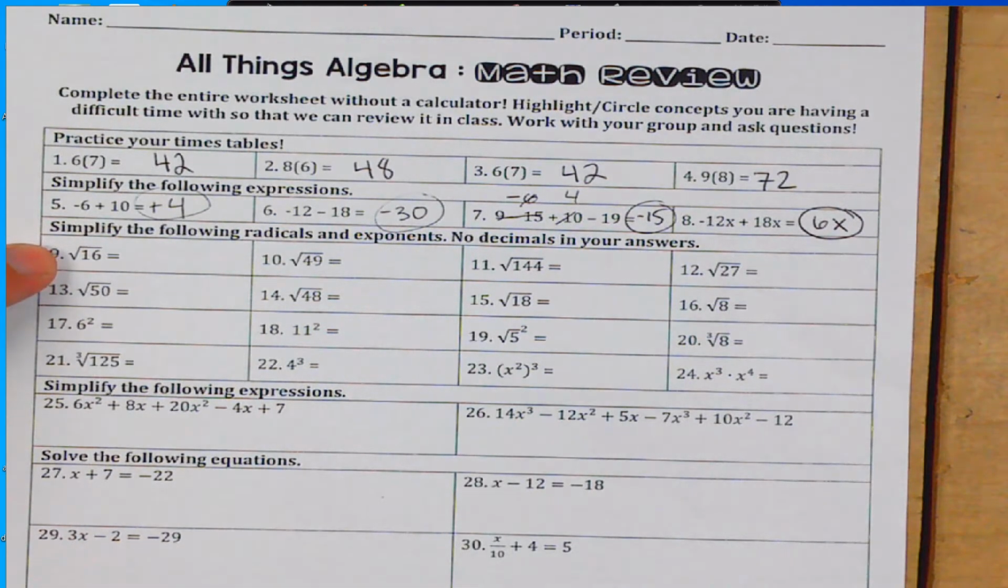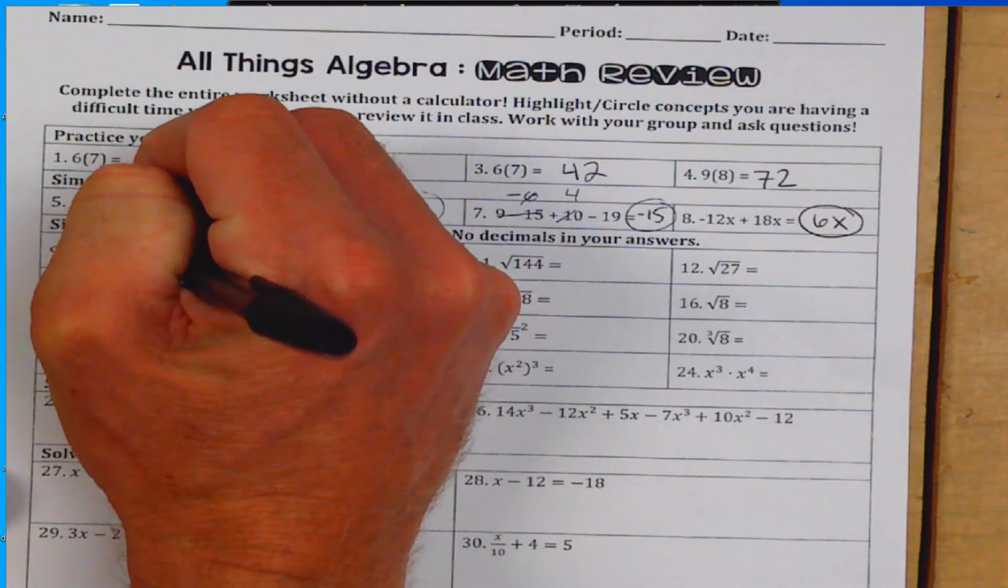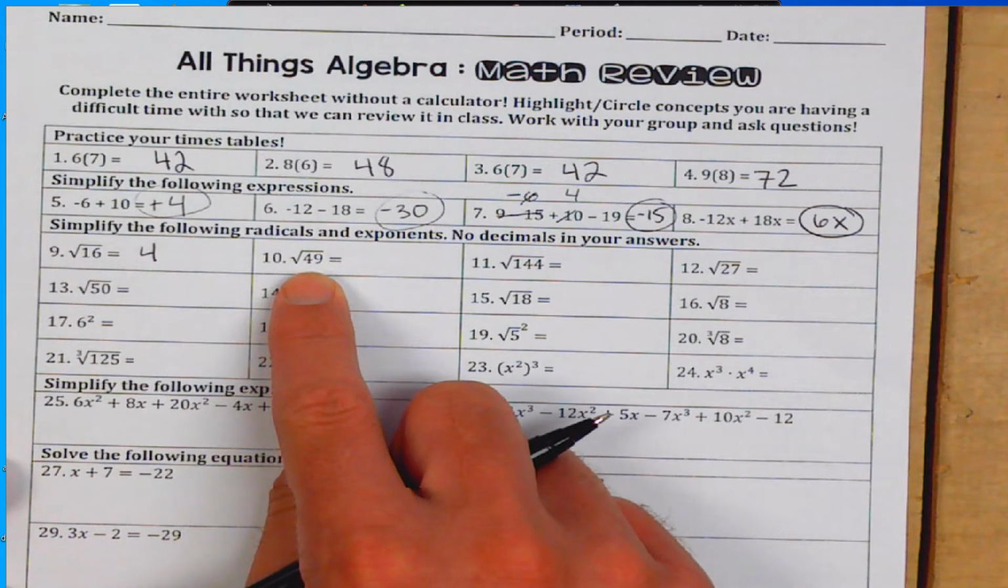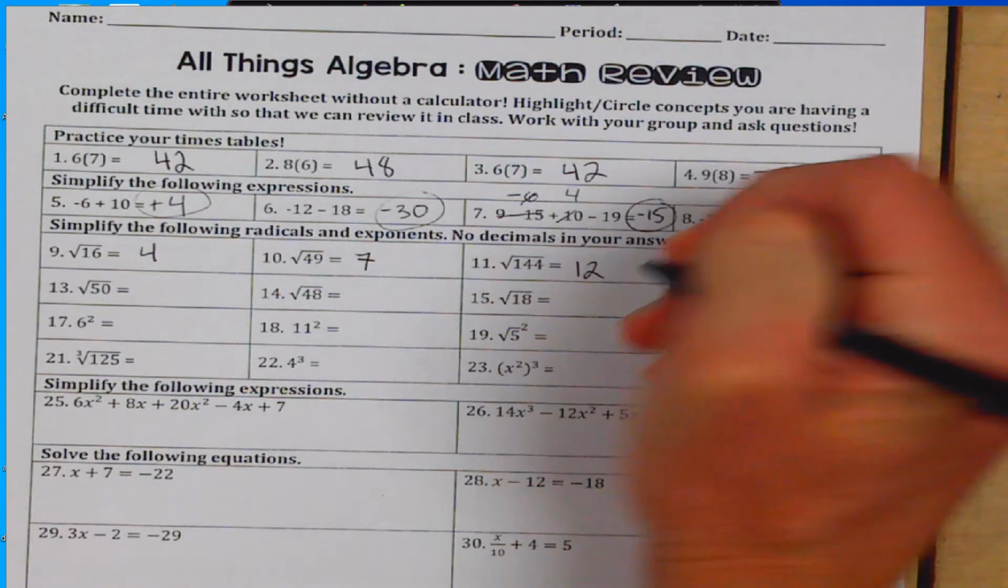All right, simplifying radicals. So we kind of talked a little bit about this in class, but we're looking for two equal factors, and the first couple are perfect squares. So 4 times 4 is 16, so the square root of 16 is 4. 7 times 7 is 49, so the square root of 49 is 7. 144 is a perfect square as well. That is 12 times 12, so the square root of 144 is that one equal factor, 12.